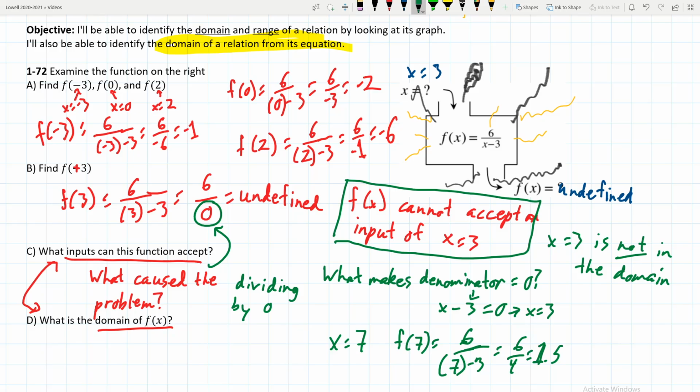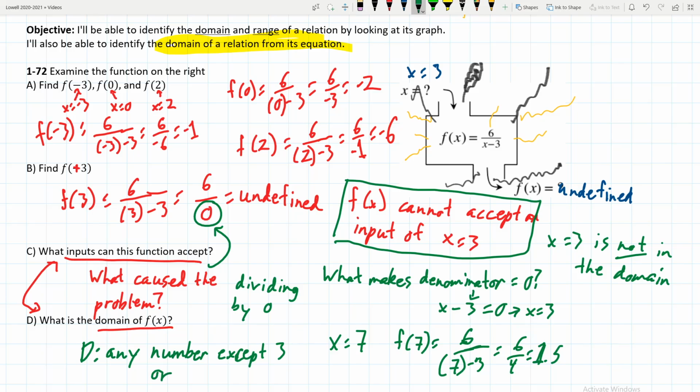And so what inputs can the function accept? So, what is the domain of f? Because it's the exact same question. The domain is any x value or any number except 3, or x equals 3. And this would be totally fine. Or you could say any real number except 3.